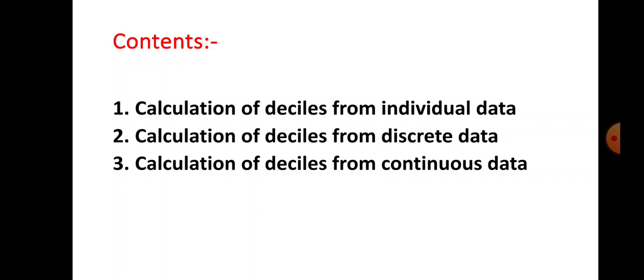All of you know, a decile is that partition value which divides the series into 10 equal parts, right? So there are 9 points, D1, D2 up to D9, where D5 gives the value of the median. So how to calculate deciles from individual data, from discrete data, and from continuous data, that I am going to discuss with you.